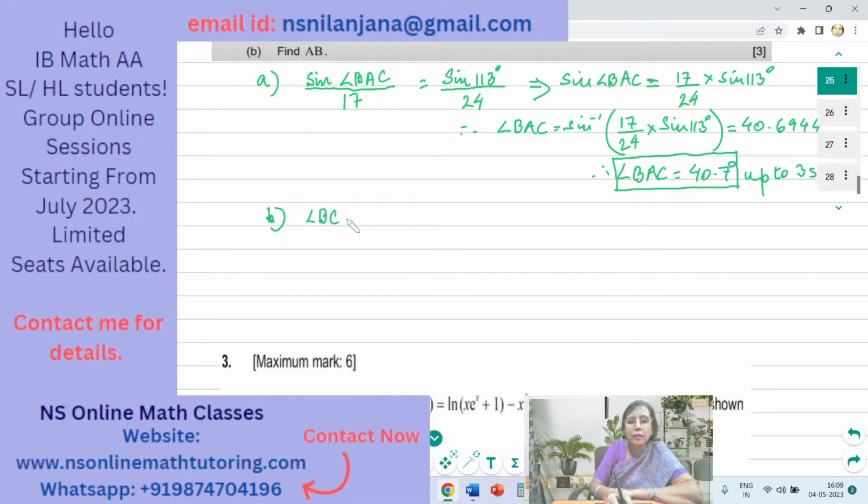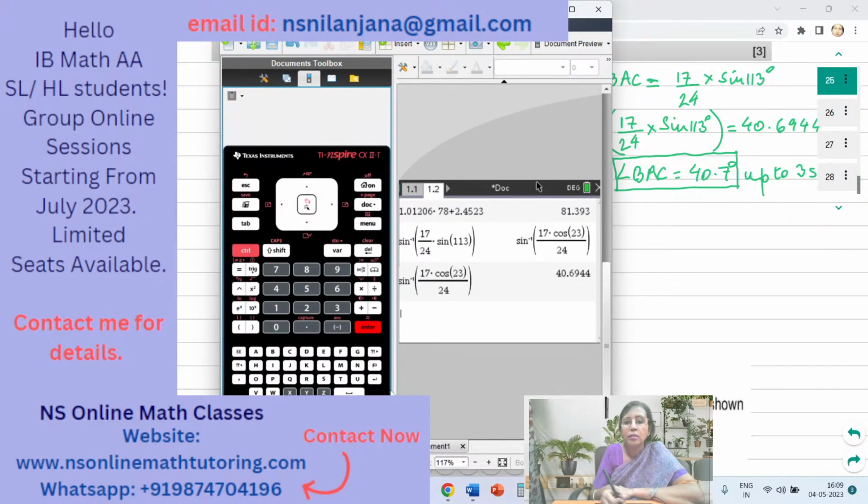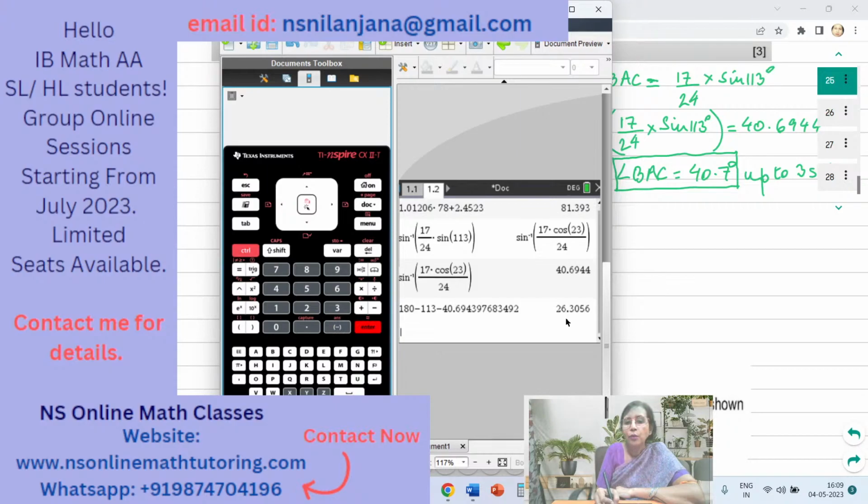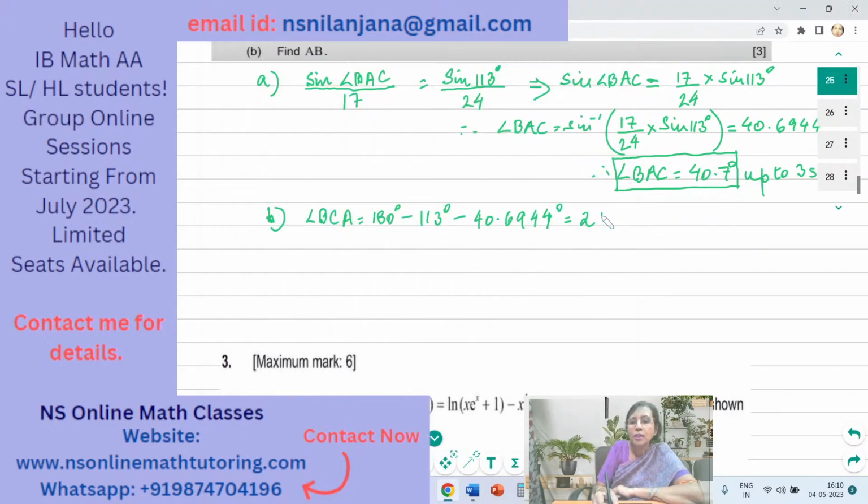Angle BCA is equal to 180 minus 113 minus 40.6944 degrees, which equals 26.3056 degrees.